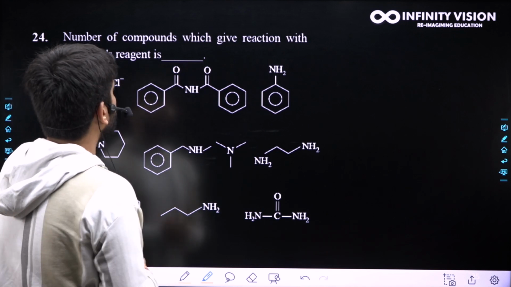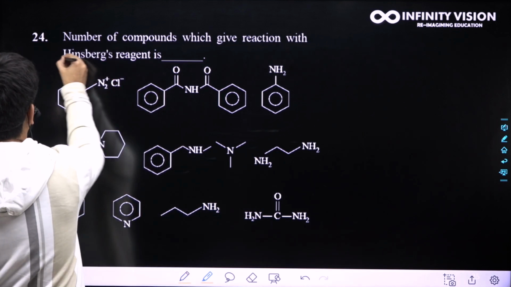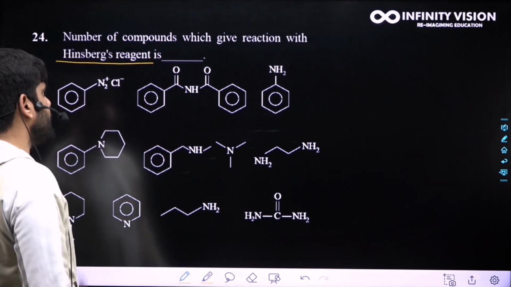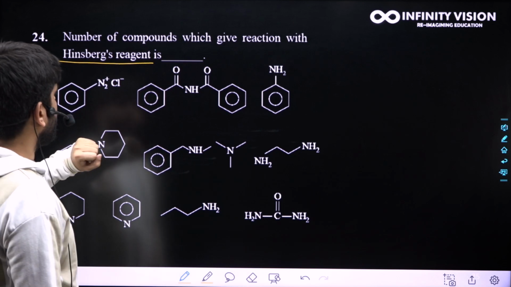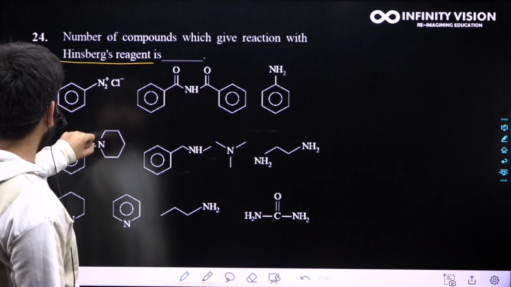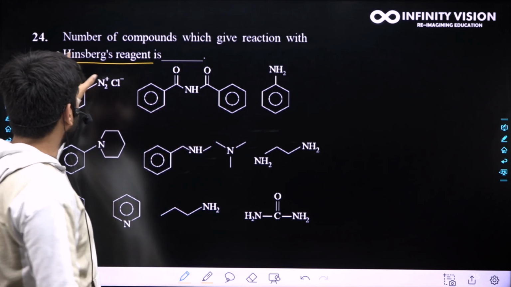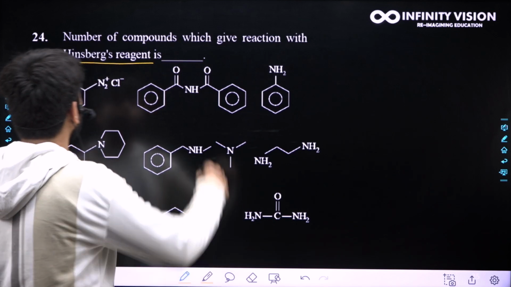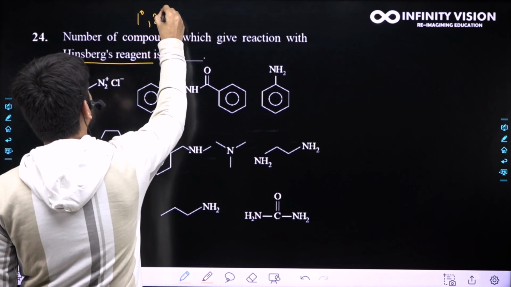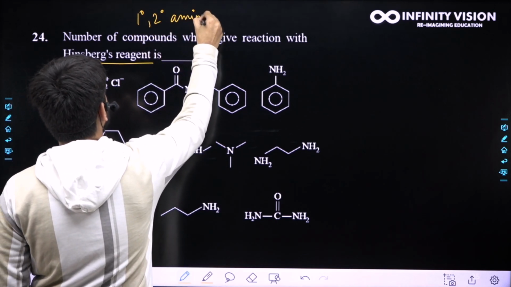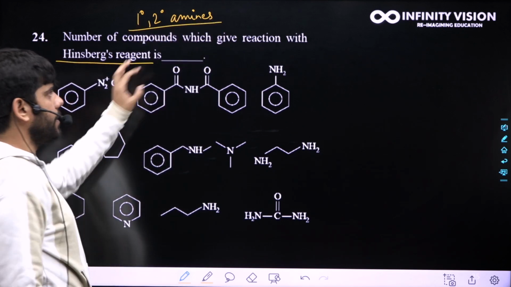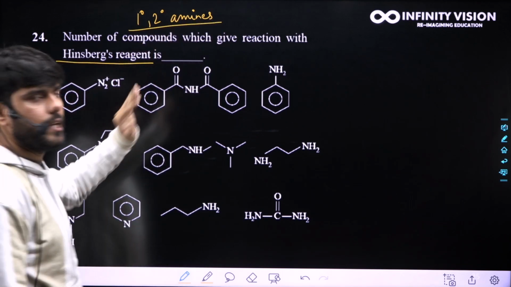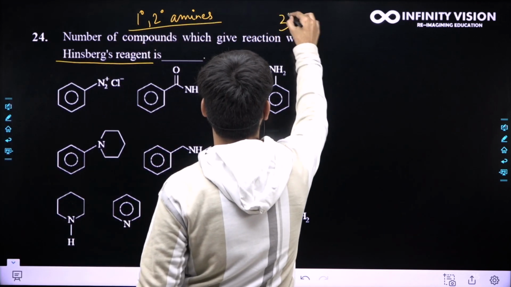Number of compounds which give reaction with Hinsberg reagent. Benzene sulfonyl chloride is the Hinsberg reagent. So we know that 1 degree and 2 degree amines give this test, the Hinsberg test, and 3 degree doesn't give this test.